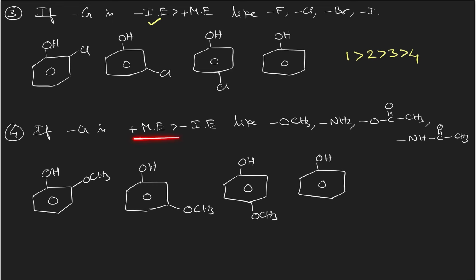Then coming to fourth example, in this positive mesomeric effect is greater than negative inductive effect. In this case, OCH3 will have positive mesomeric effect at ortho position and negative inductive effect. But the positive mesomeric effect is higher, therefore acidic strength will be lesser here. And coming to here, it is only negative inductive effect as it is at meta position. And here it is a positive mesomeric effect, and negative inductive effect is there but negligible being at para position. And this is unsubstituted phenol.